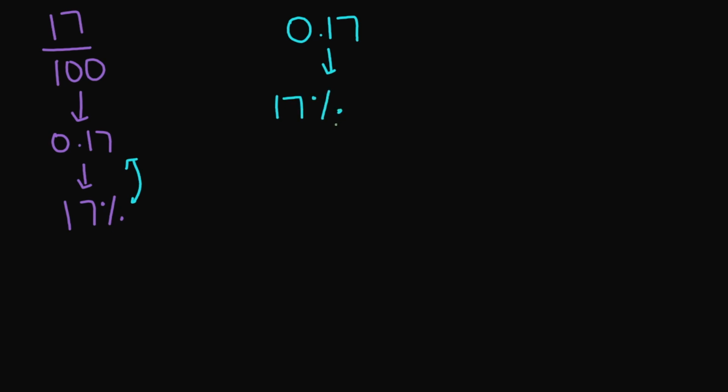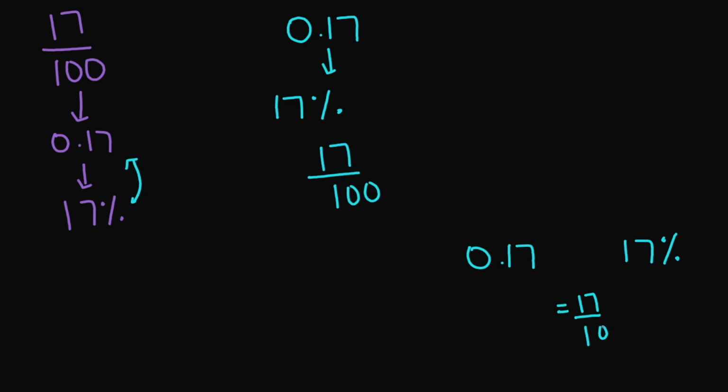Now, how do you get your fraction? And your fraction is going to be 17 over 100. Remember, you can do this 2 ways. You can use your 0.17 to get your fraction, or you can use the 17% to get your fraction. However, both of these will give you 17 over 100.